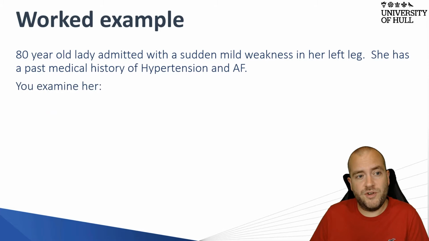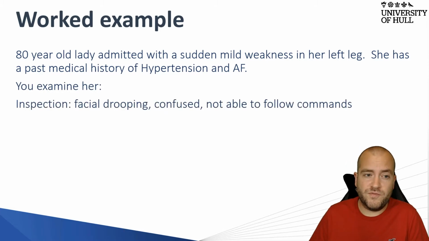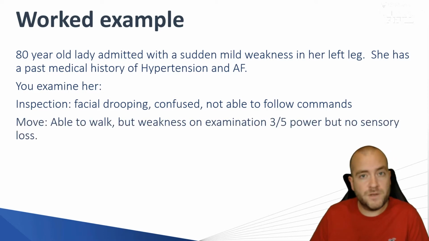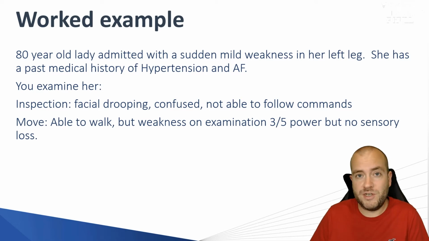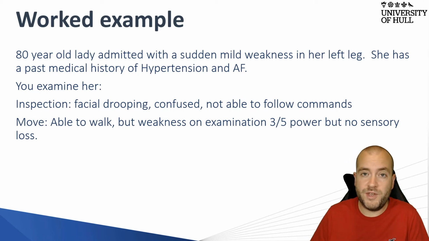If we examine her further, we find that she's got some facial drooping and she's confused and not able to follow commands. She was able to walk, but she's got some weakness in this side, and it's unilateral with a power of about 3 out of 5 but no sensory loss. In my mind, working in System 2, I'm thinking that this lady may either have a stroke, either ischemic or maybe hemorrhagic if she's had a trauma. I'm thinking that it could also be something else intracranially, such as a cancer or lesion, that's causing these symptoms.